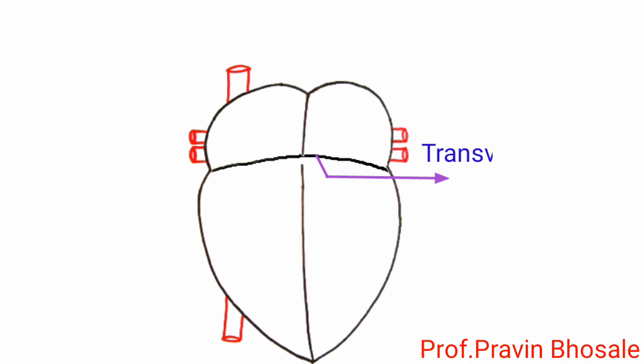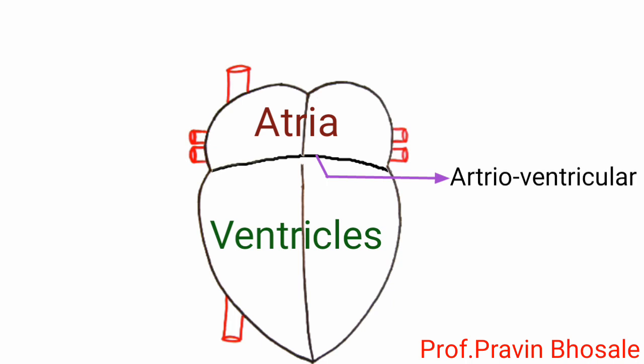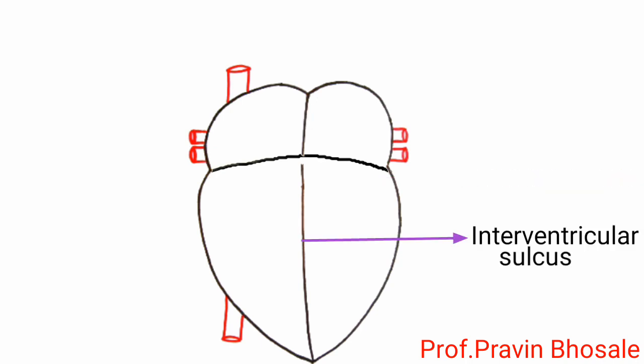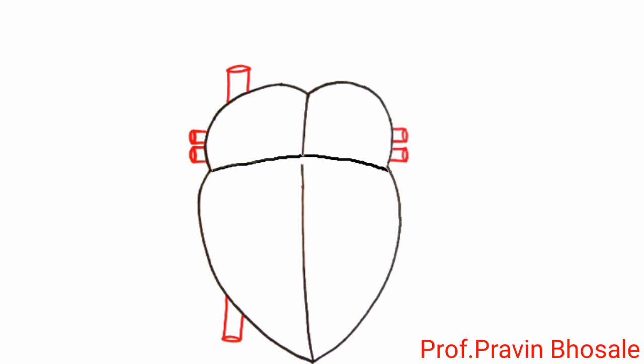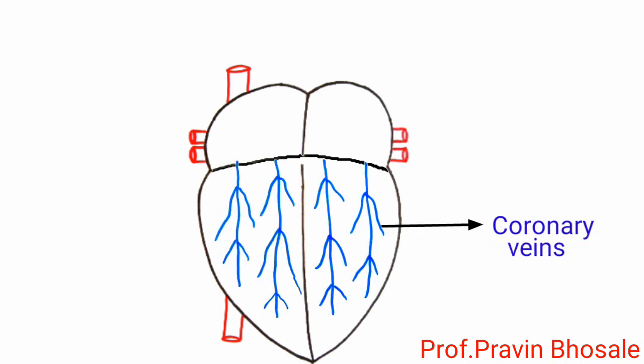Externally, a transverse groove is present between the atria and the ventricles called the atrioventricular groove or coronary sulcus. The interventricular sulcus is present between the right and left ventricle. In these sulci are situated coronary arteries and coronary veins.